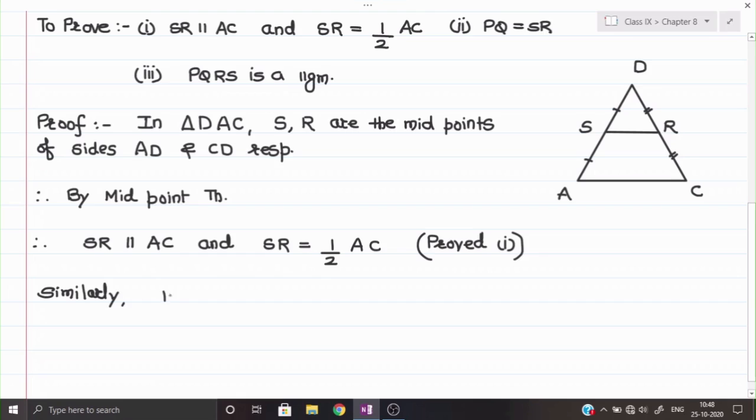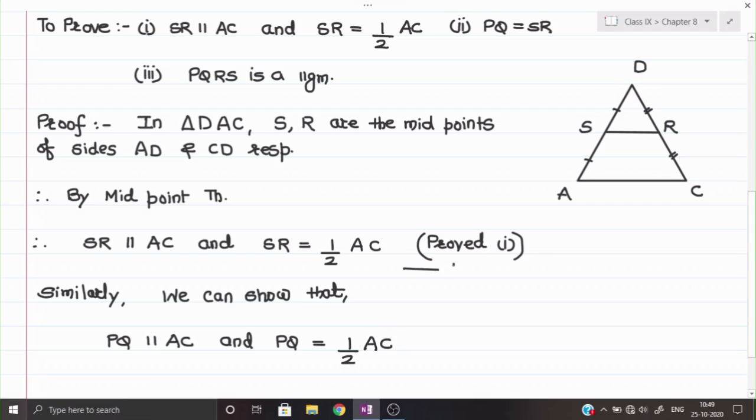Similarly we can show that PQ is parallel to AC and PQ is equal to half of AC. This I am giving as equation number 1 and this as equation number 2.